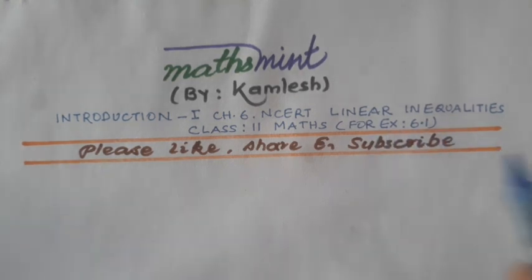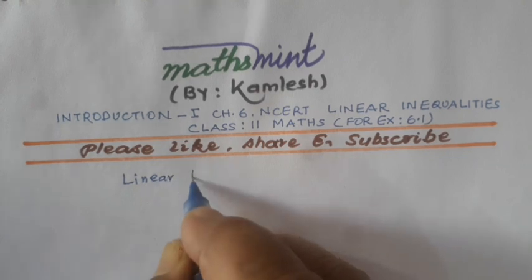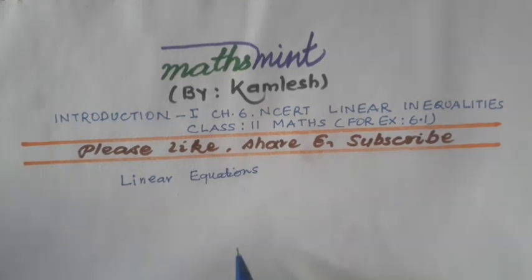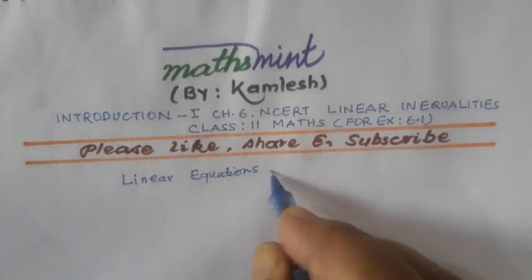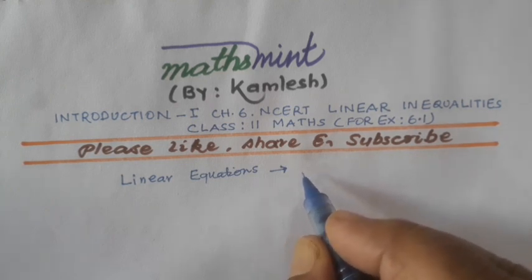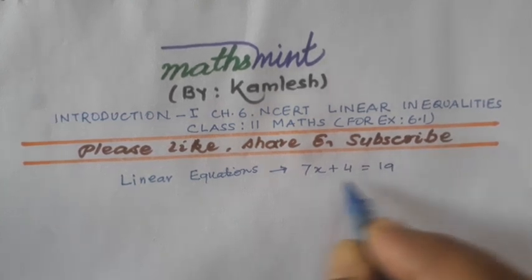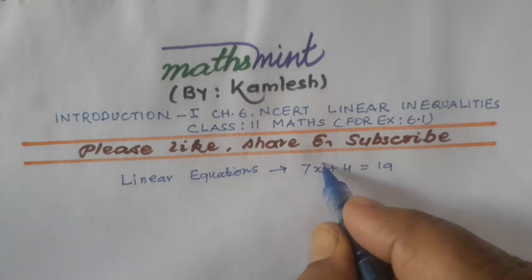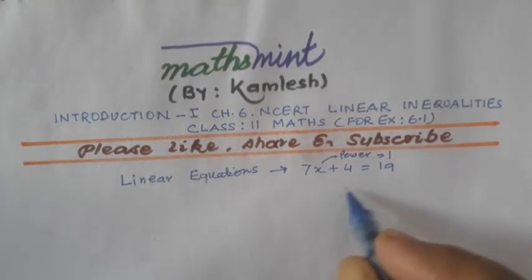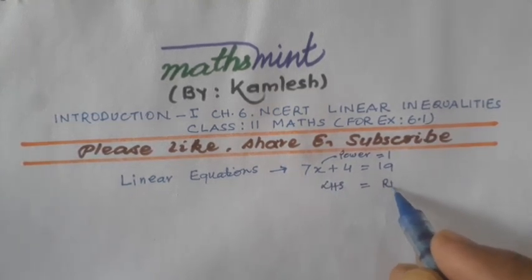So first of all, we think about linear equations. We are aware of this term, linear equation. As an example, we can write 7x plus 4 equal to 19. It is a linear equation. Linear because the power of the variable is 1, and equation because LHS equals RHS.